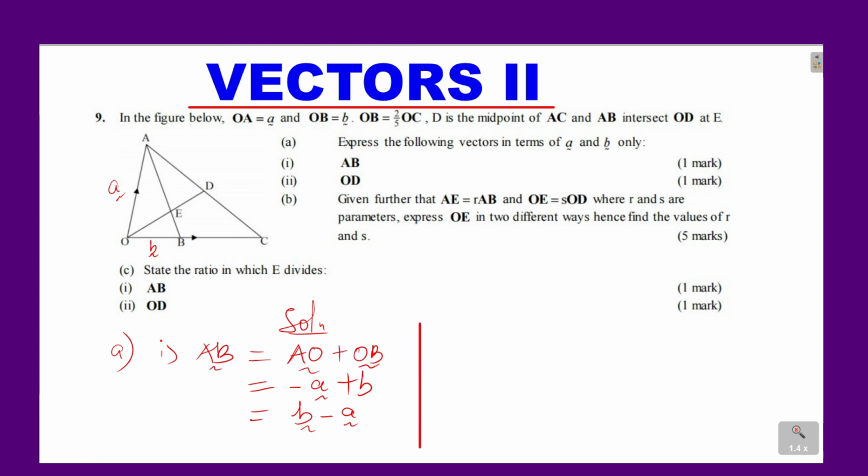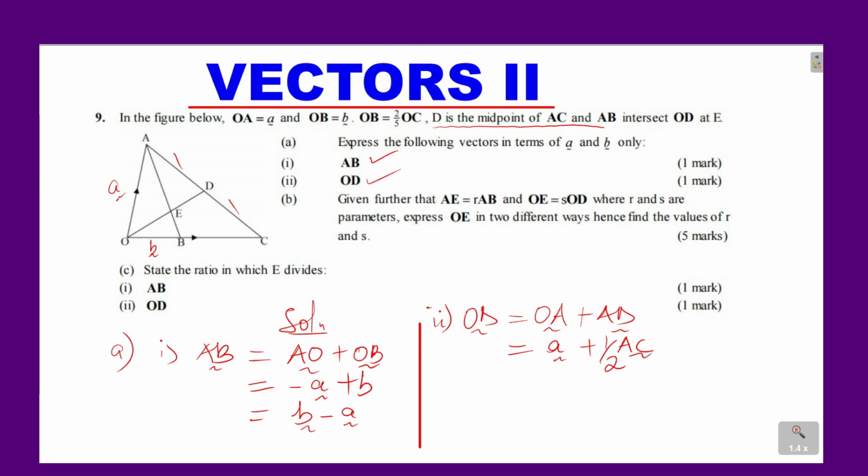The second part is OD. So let's get OD. How do you move from O to D? You can use this route from O to A, then from A to D. OA is given as A, plus AD. You're given in this statement that D is the midpoint of AC. So if D is the midpoint of AC, then D divides AC in the ratio 1:1. So we can say that AD is therefore a half of AC.